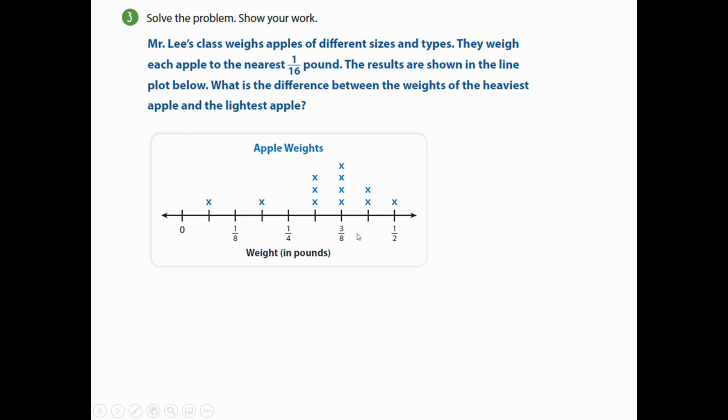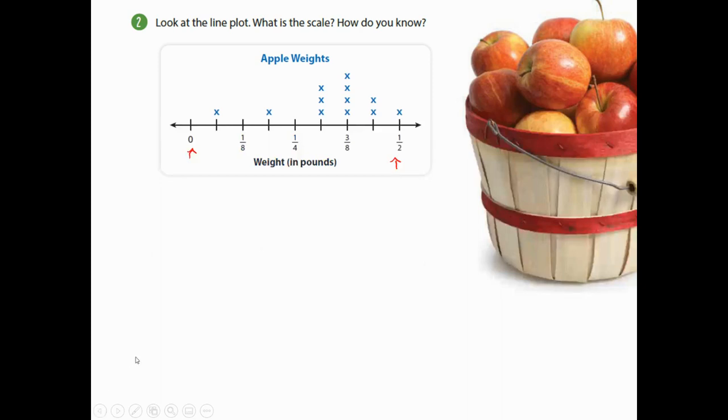And then number 3, this looks very similar to what we did earlier. Mr. Lee's class weighs apples of different sizes. They weigh each apple to the nearest 1/16 pound. The results are shown in the line plot below. What is the difference between the weights of the heaviest apple and the lightest apple? Again, we're looking for the difference, which means we're subtracting. We're looking at the heaviest, we are looking at the lightest, and we're going to find the difference between them. So go ahead and do number 2. Go ahead and do number 3. Pause the video while you do, and then come back and check your answers.